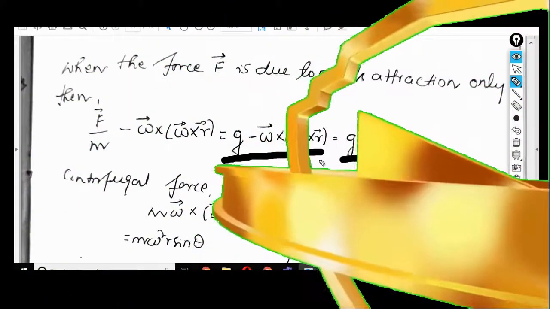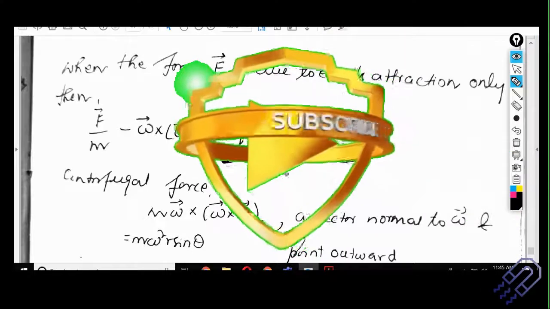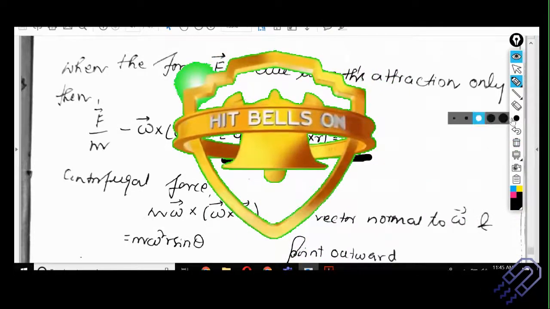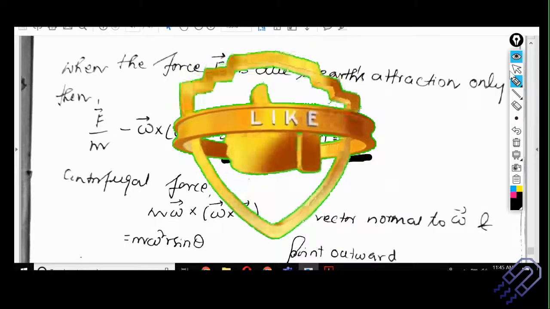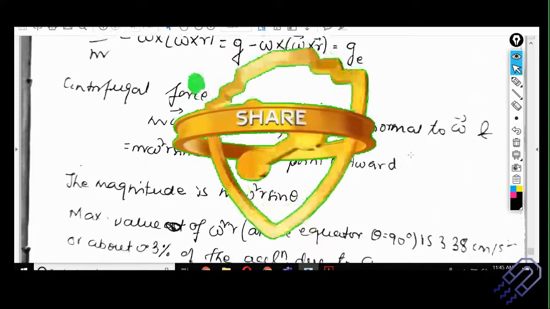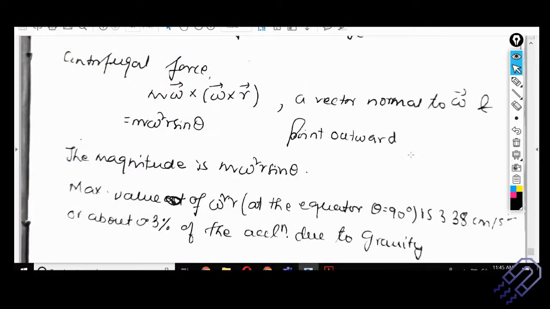So what I want all of you to do is try to understand this, try to sleep over this, and you will easily understand the concluding remarks for this particular chapter. So these are the important points, and one more thing I can talk about is the value of this omega cross omega cross r, that is the centripetal acceleration at the equator. If you consider centripetal acceleration and multiply by mass, you get the centrifugal force, so m omega square r bar.